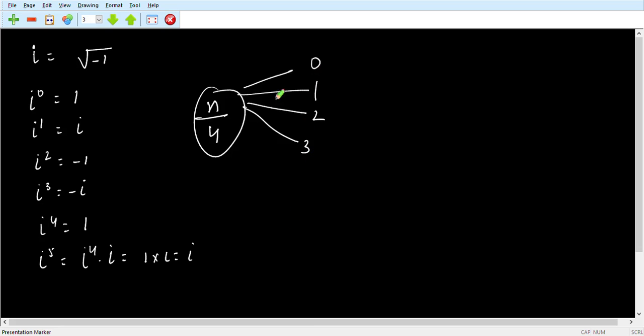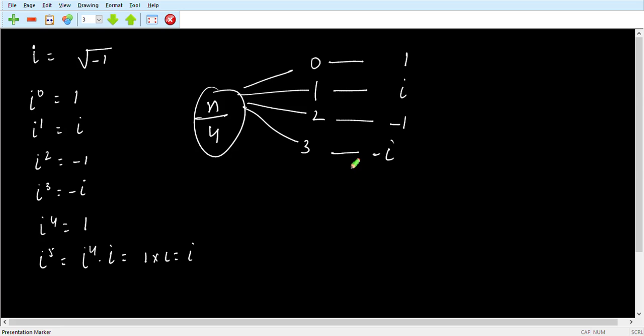So if the remainder is 0, the value will be 1. If the remainder is 1, the value will be iota. If the remainder is 2, the value will be minus 1. If the remainder is 3, the value will be minus iota. So in this way we can evaluate any problem.